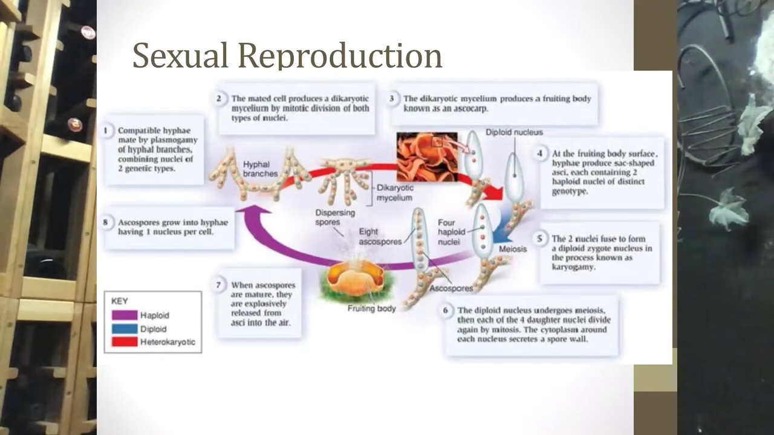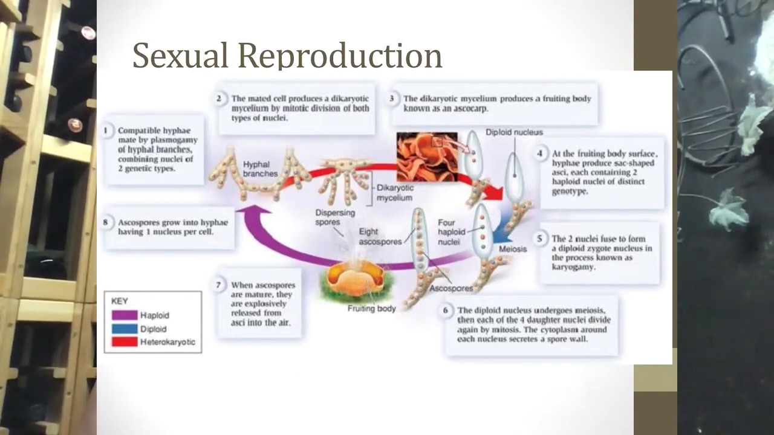So again, in figures such as this, what they're trying to do is use color so you can keep track of when it's haploid, when it's diploid, and remember when it's dikaryotic, we call that heterokaryotic. It means different nuclei in there, and they haven't fused yet. It's different, but we know it's 2, so you can just call it dikaryotic.